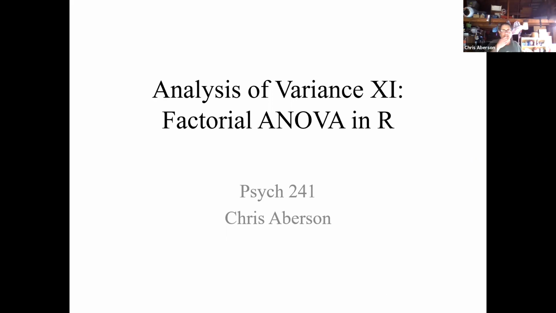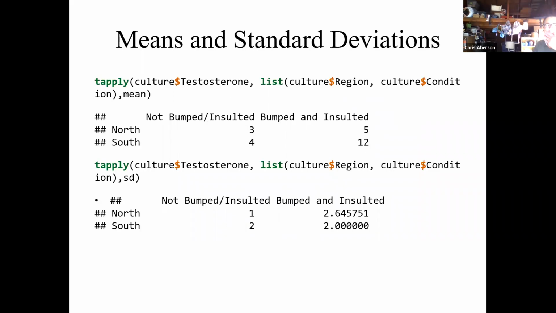Analysis of variance, factorial ANOVA in R. One thing we haven't talked much about is getting means and standard deviations, so I want to drop that in here. The tapply statistic is a useful one. What it does is it lets you break down variables in certain ways. So here I use tapply to get the mean for testosterone, and I broke it down by, I used the command list to list two variables, region and condition. And it just gives me a little table here which has all of those means.